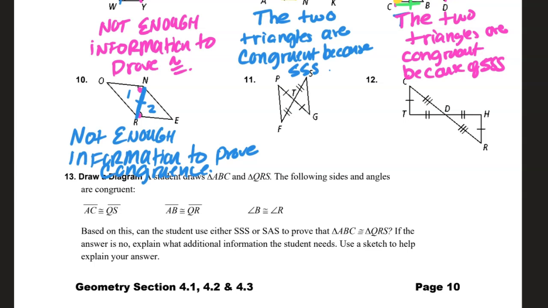If we look at number 11, we have those two triangles. We have this side that's congruent to this side. We have this side, which has two markings, is congruent to this side. And we have both triangles, and we do have vertical angles. Remember that vertical angles are congruent. So why are these two triangles congruent? Triangle 1 and triangle 2 are congruent because of side, angle, side.